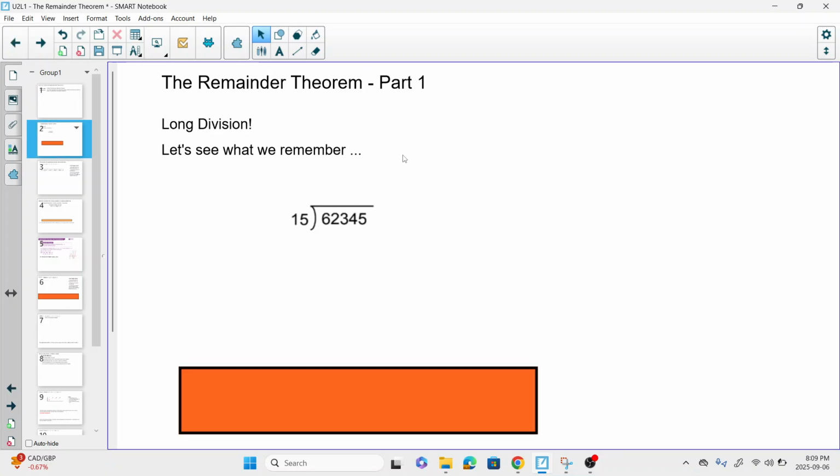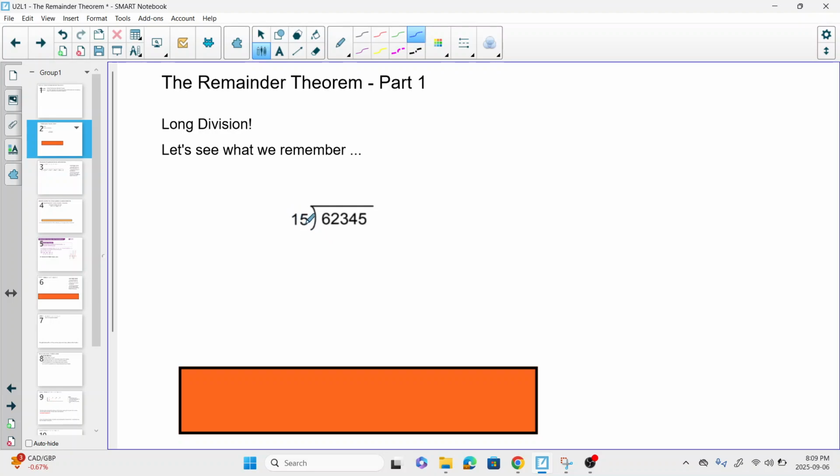Okay, so in order to do this, we need to have a little refresher of long division. And for some of you, it's maybe been a very long time since you've done long division. So here we have 62,345 divided by 15. And if we had a calculator, we could very quickly divide these. That would not be a problem. But if we wanted to do long division, we have to remember how to do this.